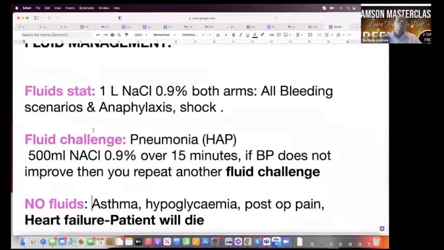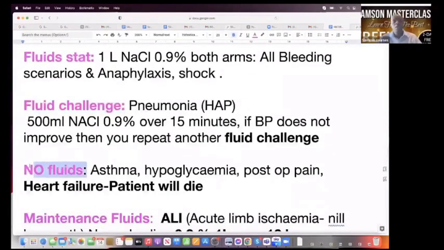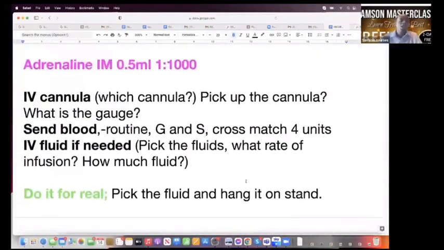The other ones, it's a fluid start, aggressive fluid, because they are bleeding, because they're in shock. Okay, and then fluid challenge, of course, like in pneumonias, where we are afraid of worsening heart failure, and then there's the no fluid situation. Don't give fluids unless a fluid is needed. So in things like asthma, hypoglycemia, post-op pain, and heart failure, dangerous. If you give fluid, you fail that station in this particular case. Okay, so this is C, circulation.